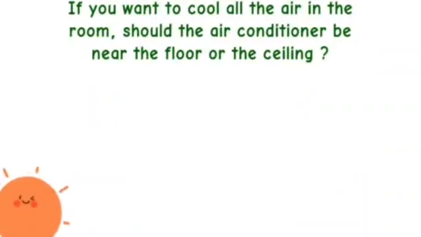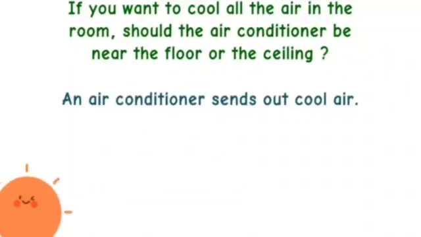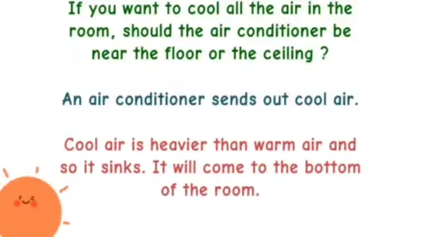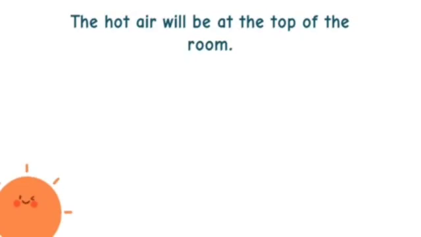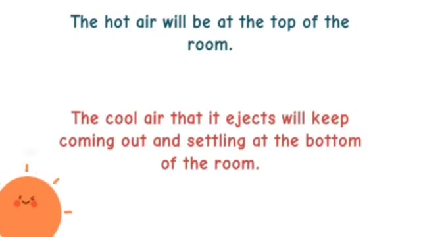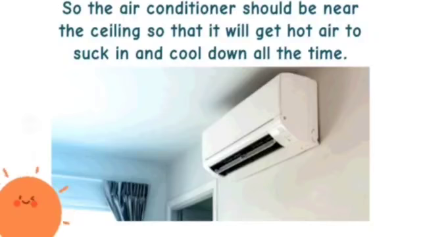If you want to cool all the air in the room, should the air conditioner be near the floor or the ceiling? An air conditioner sends out cool air. Cool air is heavier than warm air and so it sinks. It will come to the bottom of the room. The hot air will be at the top of the room. The cool air that ejects will keep coming out and settling at the bottom of the room. So the air conditioner should be near the ceiling so that it will get hot air to suck in and cool down all the time.